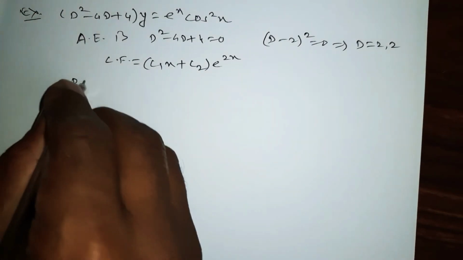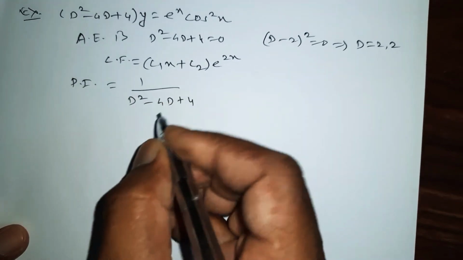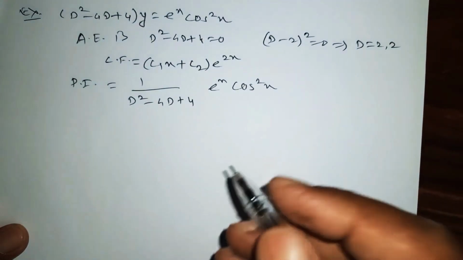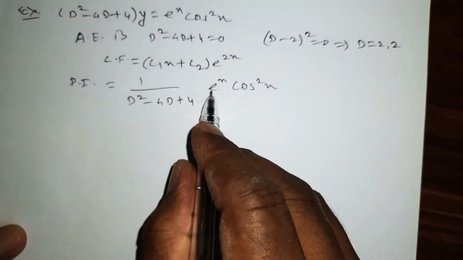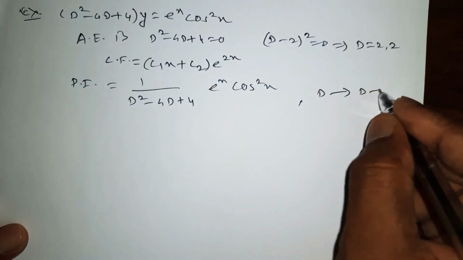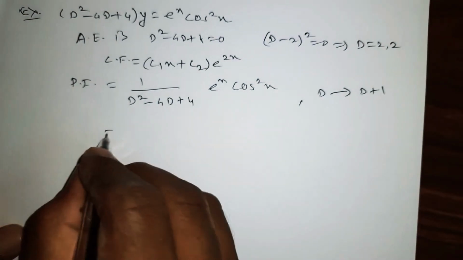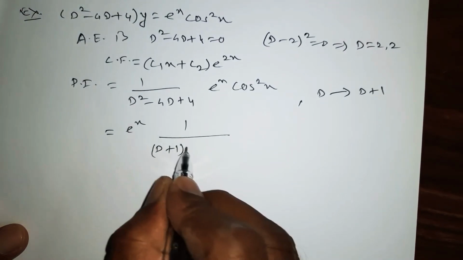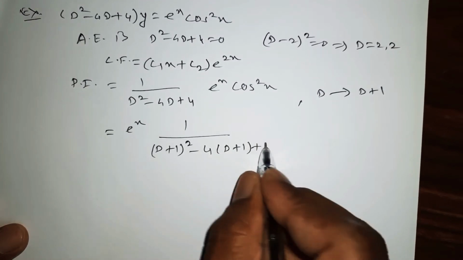Now find the particular integral. PI is equal to 1 upon, yes, start yourself. I know you are able to solve it. e raised to x into cos square x. As I told you, whenever an e raised to x term is there, we have to take it outside the calculation. And whenever you do that, you have to replace D by D plus a. But what is the value of a here? 1. So replace D by D plus 1. So let's do it. e raised to x outside, 1 upon, yes, D plus 1 bracket square minus 4 into D plus 1 plus 4.